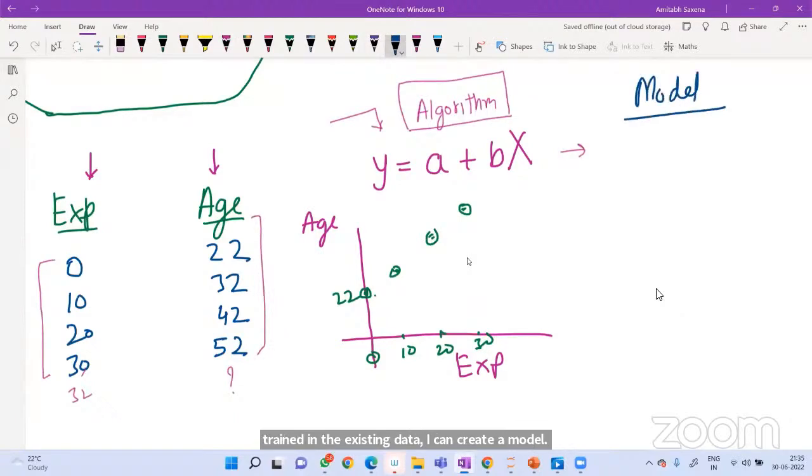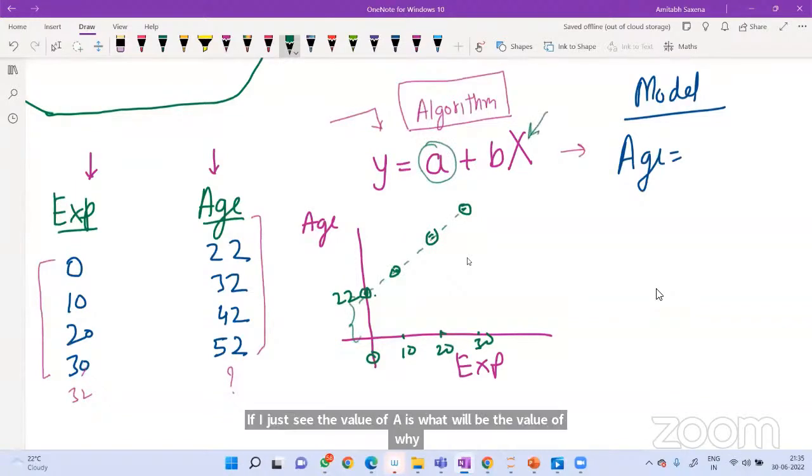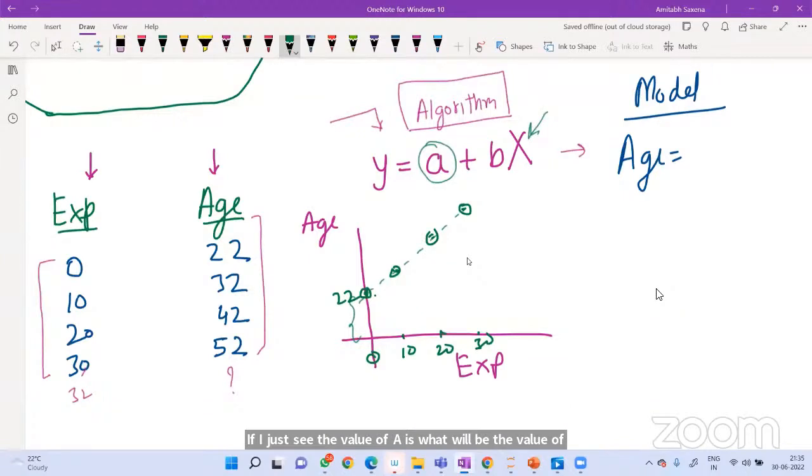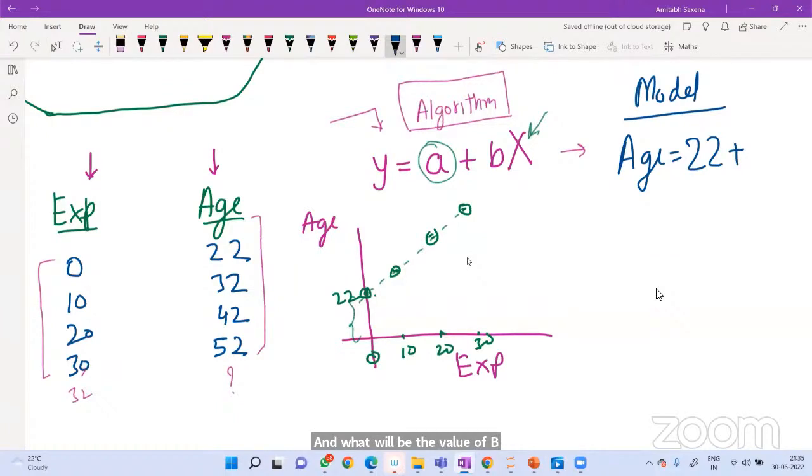What will the model look like? The model would look like age is equal to... If I just look at the value of A, what will be the value of Y when X is zero? It will be 22. And what will be the value of B here? It will be 1, meaning a 1 year increase in experience is going to increase my age by 1 year. So my equation will be this.